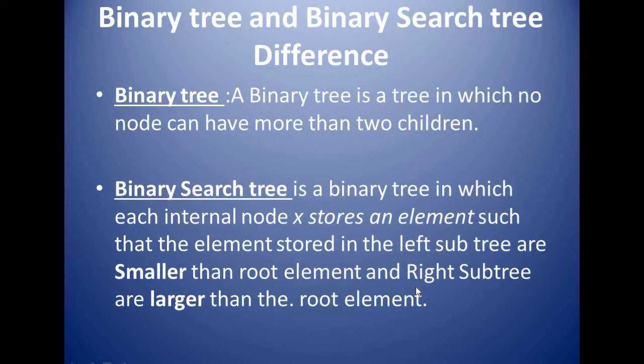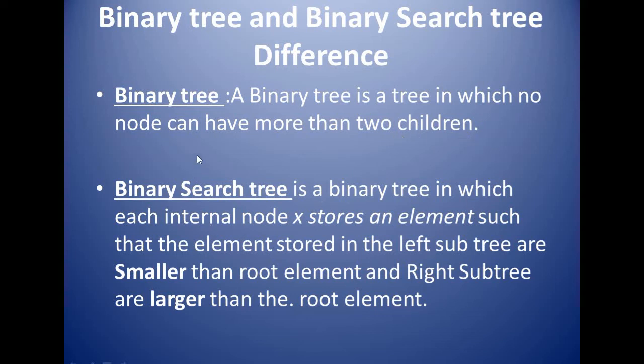Next, we move on to the tree concept, a nonlinear data structure. First one is tree. A tree is a collection of elements arranged in a non-linear way. There are two types of tree: binary tree and binary search tree. Binary tree, what do you mean by binary? Binary means two. Already we know that a binary tree is a tree in which no node can have more than two children.